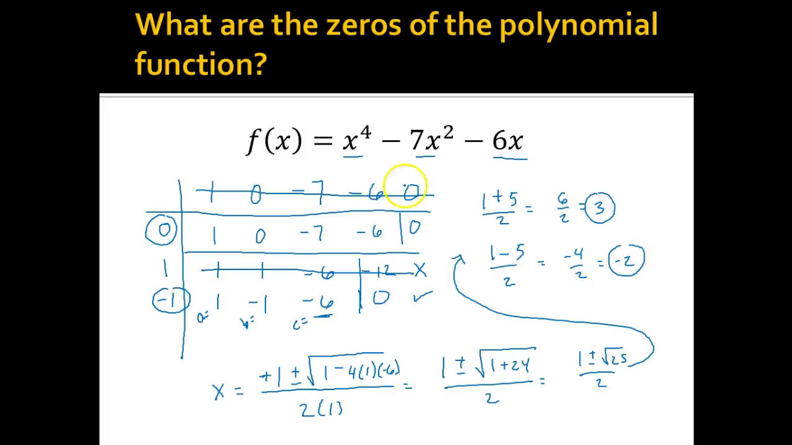So there are my 4 zeros. The zeros are -2, -1, 0, and 3. And that's the end of that problem.